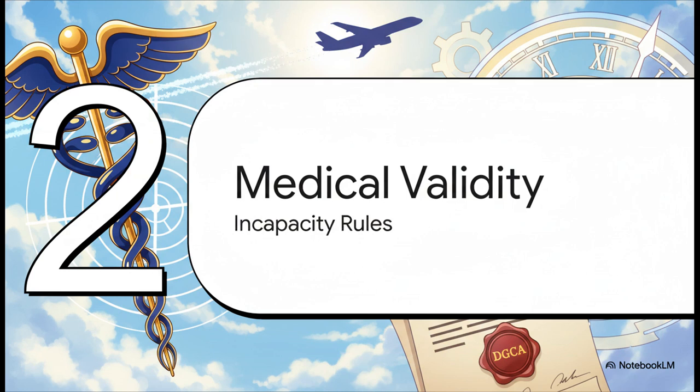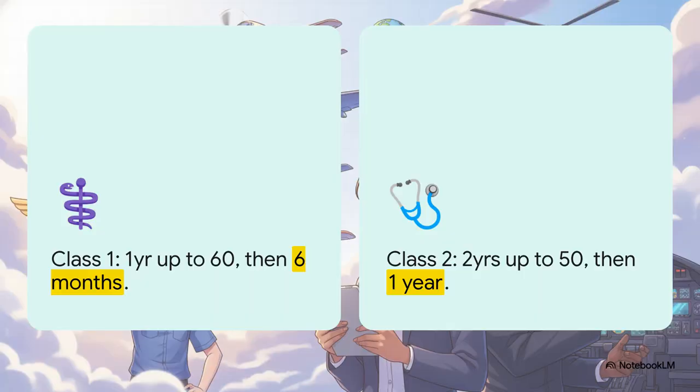Moving right along to Module 2, medical validity and incapacity rules. So the concept here is that your medicals are fundamentally divided by operational privilege. Class 2 is your standard for PPL and SPL. In application, it's got a 2-year validity up until you hit age 50, and then it drops to 1 year. Now, Class 1 is your professional standard for CPL and ATPL. That one is valid for 1 year up to age 60, dropping to 6 months after that.